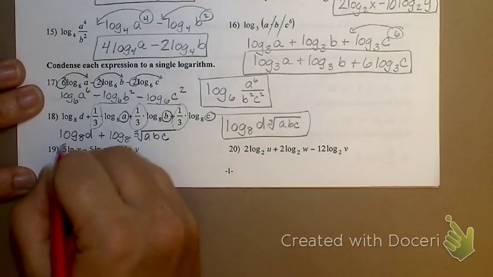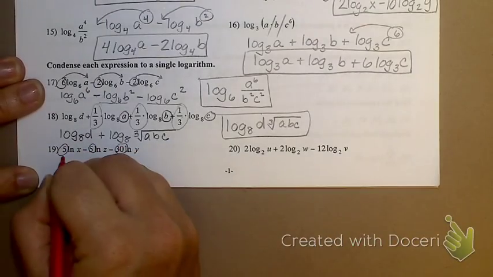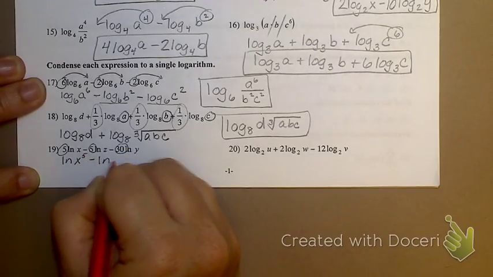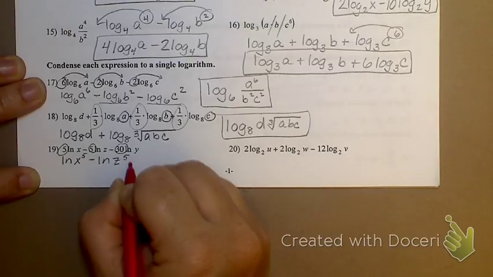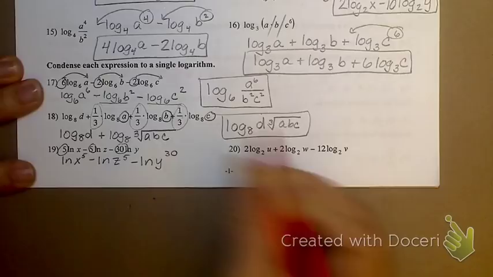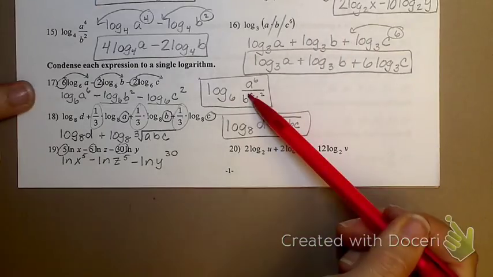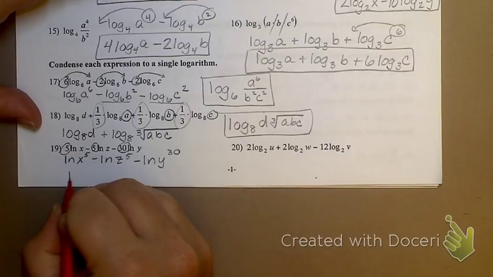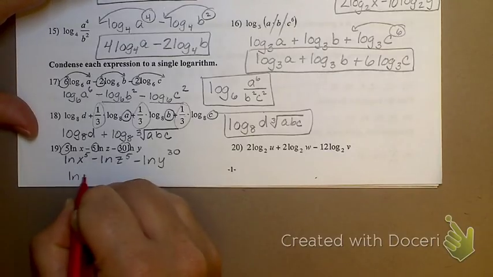All right, starting with my exponents here. Natural log of x to the 5th minus natural log of z to the 5th minus natural log of y to the 30th. So just like up here, anything before the minus sign is on the top, anything after is on the bottom. So what goes on the top?